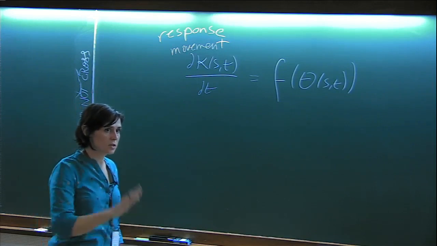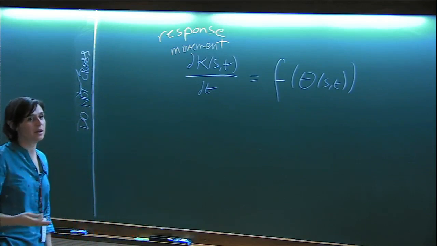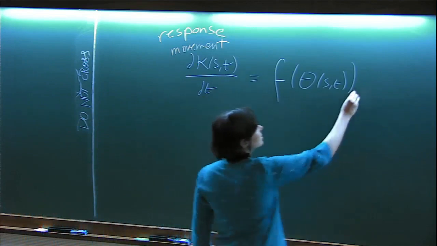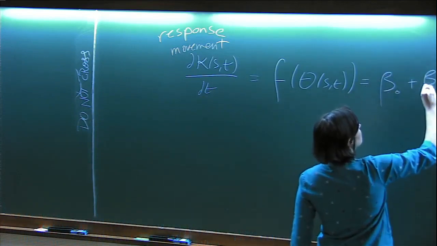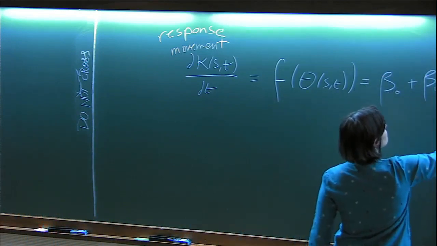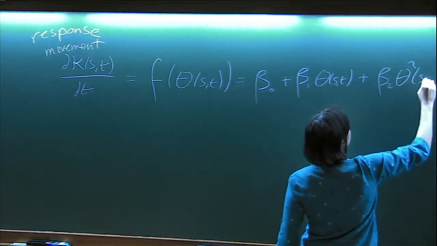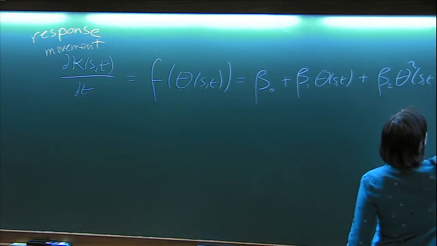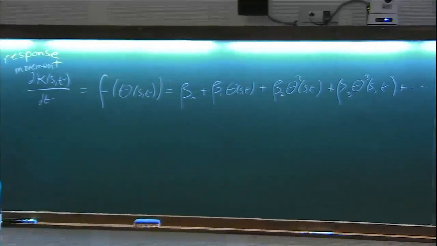So to some extent, you're interested in what happens at the beginning. It's not a good answer, but I promise a better answer afterwards. So we can express this as a series: some kind of beta 0 plus beta 1 theta(s,t) plus beta 2 theta squared and so on. Great. Now, we know that this problem has symmetry.